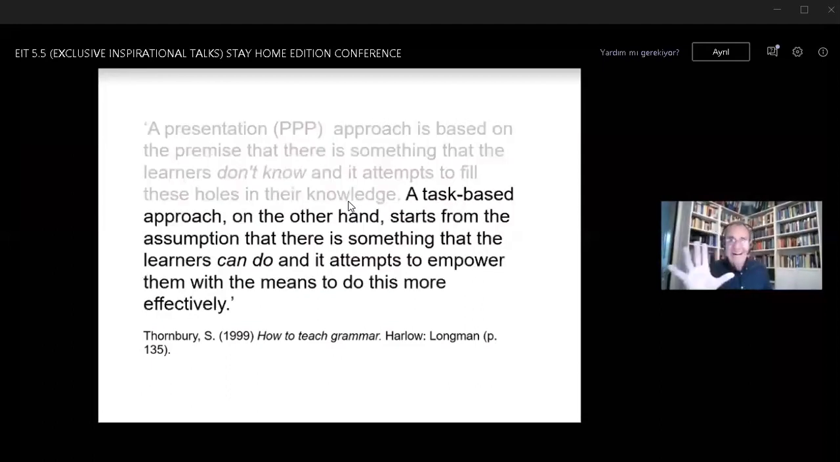A task-based approach, on the other hand, starts from the assumption that there is something that the learners can do. Everybody can do something, even if they just use their hands, and it attempts to empower them with the means to do this more effectively. So it's an empowering methodology. And it's one also that I would argue is very appropriate for online learning.